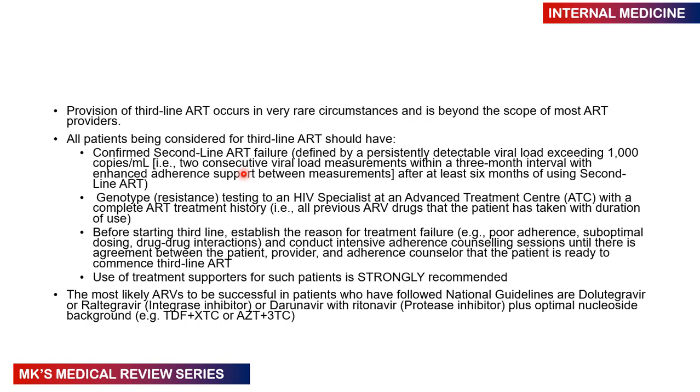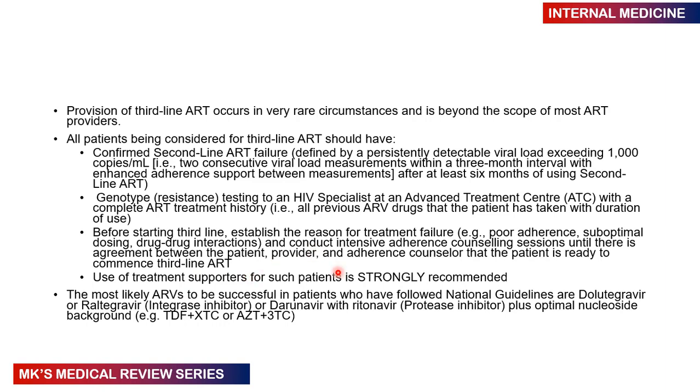Then of course we can do genotypic resistance testing, referred to an HIV specialist or an advanced treatment center, with a complete ART treatment history: all previous ARV drugs that the patient has taken, with the duration of use. Then, before starting the third line, establish the reason for treatment failure. Was it poor adherence? Was it suboptimal dosing? Was it drug-to-drug interactions? Then conduct an intensive adherence counseling session until you have agreement between the patient, the provider, and the adherence counselor that the patient is ready to start third-line treatment. So it's not all patients that we just start on third line like that. The use of treatment supporters for such patients is strongly recommended.